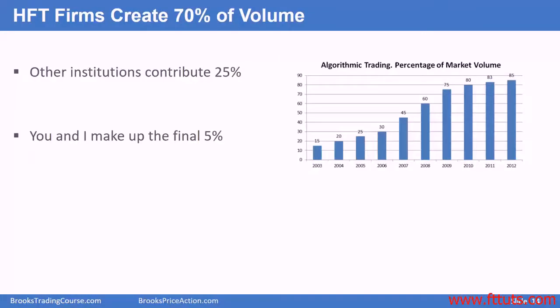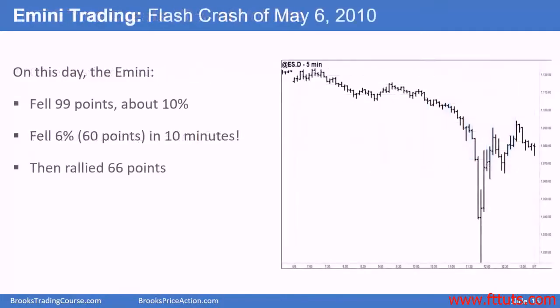In the E-mini or the stock markets, they might contribute 70% of the day's volume. And other institutions create about 25% of the volume. And you and I make up the final 5%. And I'm not even certain that we make up 5%. It'll probably get less as time goes on.